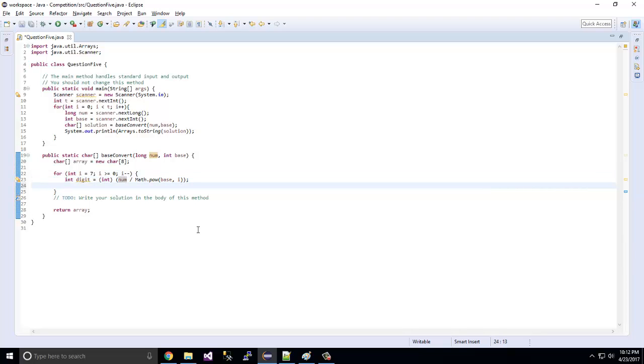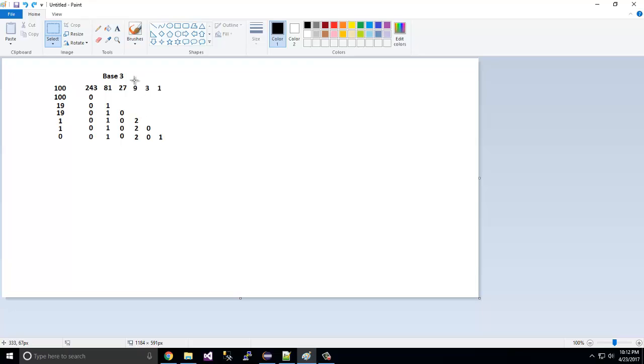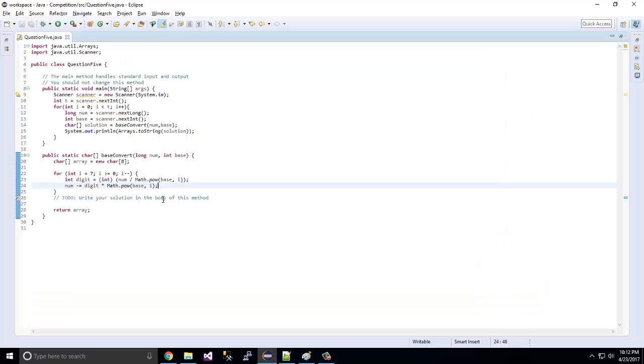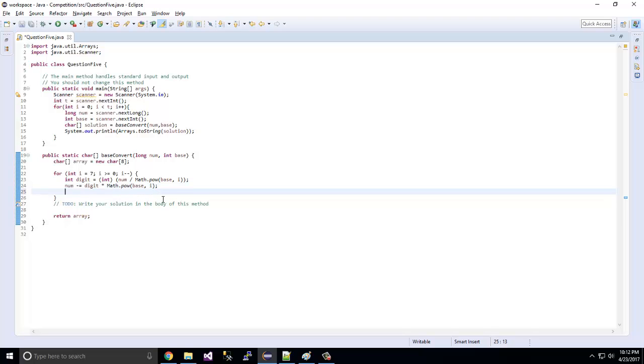So then we need to decrease from our running total the total value of that digit. So we take the digit that we had and multiply it by that power. So that's equivalent to when we say we're going from the 19 here to the 1, we decrease by 2 times 9. We decrease by 18 when we went down here because this 2 is taking up that much of the value of this number. And then finally we need to actually store this digit now into the array.